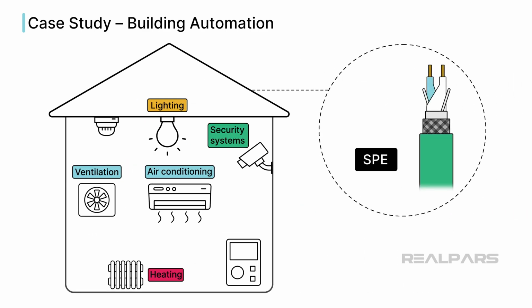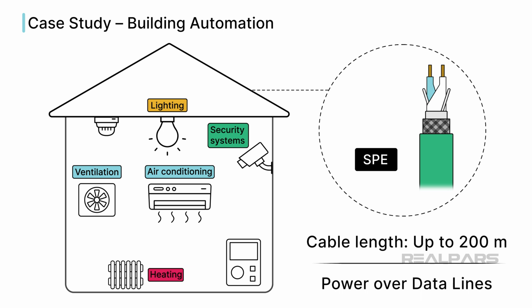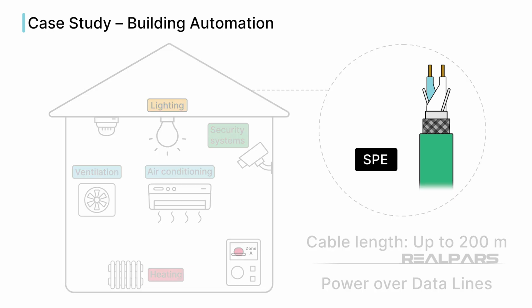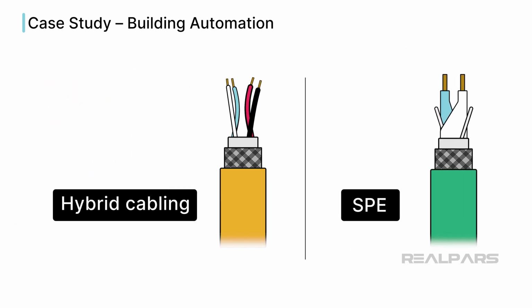With cable lengths extending up to 200 meters and reduced wiring, SPE simplifies design and installation. SPE support for power over data lines extends its reach to remote areas within buildings, making it ideal for monitoring and controlling systems like HVAC and fire alarms. Hybrid cabling solutions further enhance flexibility and performance by providing higher power delivery to devices over a separate pair of wires in the same cable.